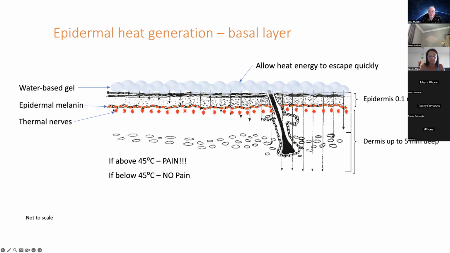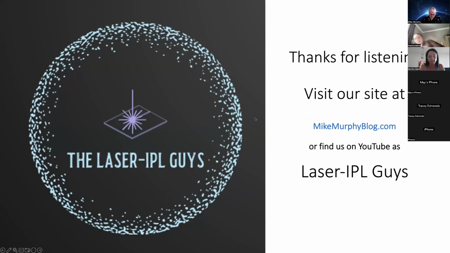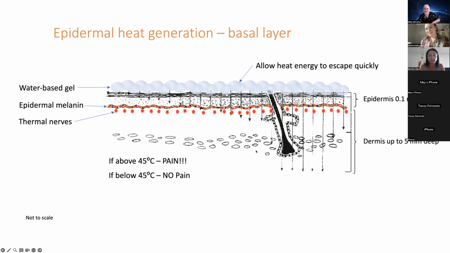If the temperature of these pain receptors goes above 45 degrees, you will trigger pain. If you keep the temperature below 45 degrees, you will not feel pain. Normal temperature in the skin, in the dermis, is about 35 or thereabouts. So it only takes a 10-degree rise in temperature to trigger pain. And you can do that easily. So it's important to cool down the skin surface.